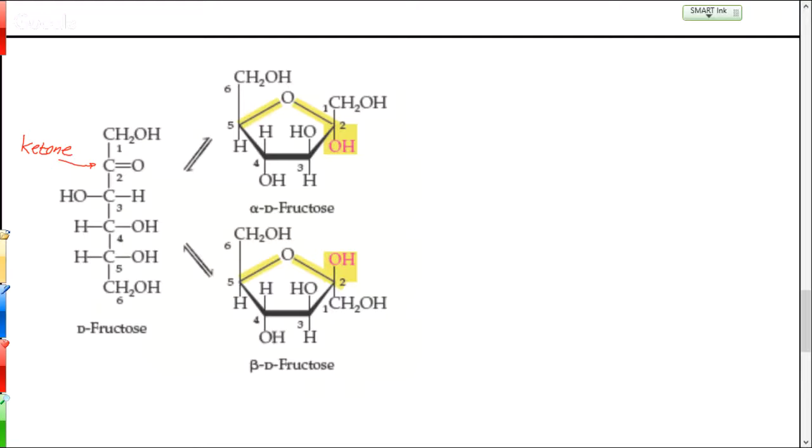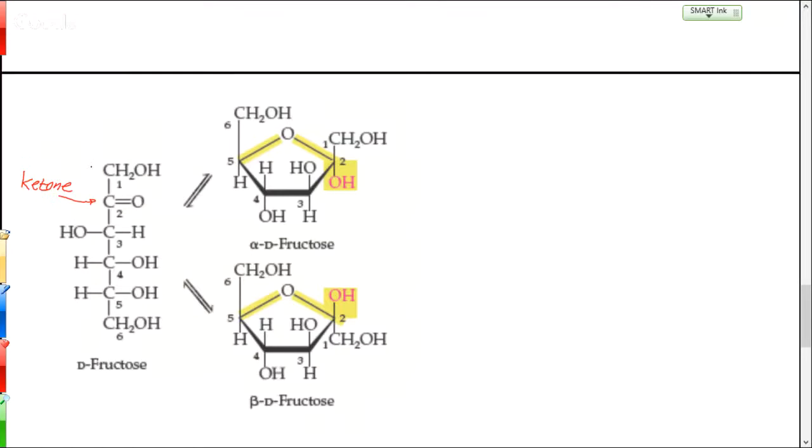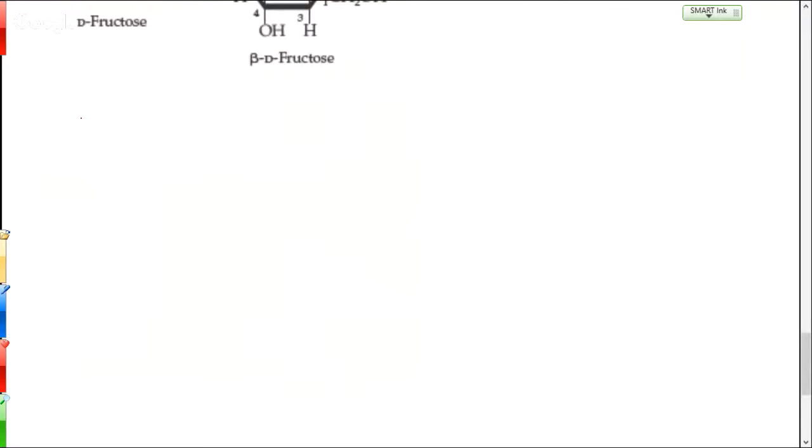We're not going to worry about these, but I wanted to show you that because fructose is, of course, an important sugar that we get from fruits. But it also comes up in our next part, where we're going to talk about disaccharides and polysaccharides. What do you think this means? Any ideas? Disaccharides and polysaccharides.